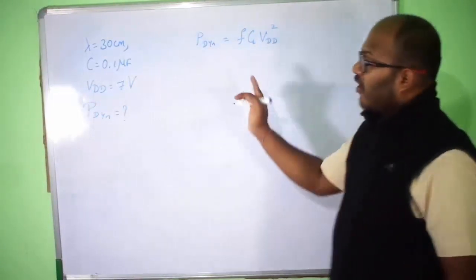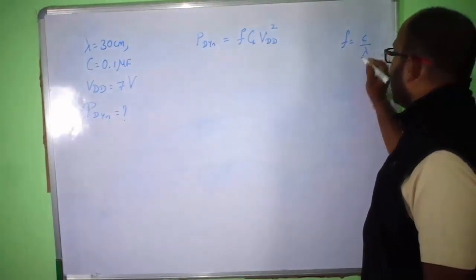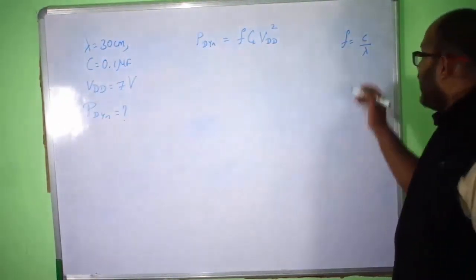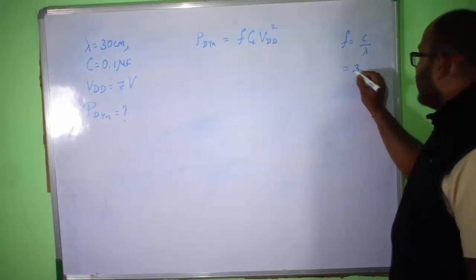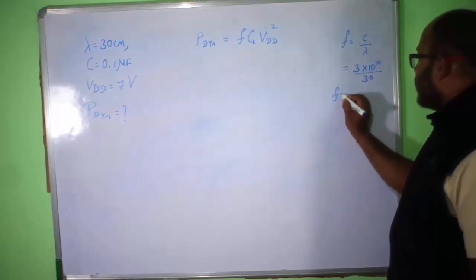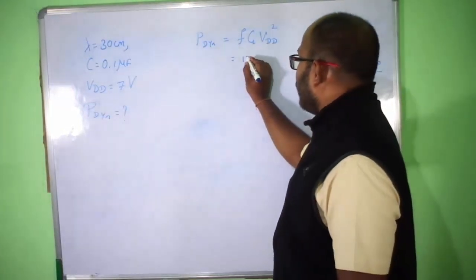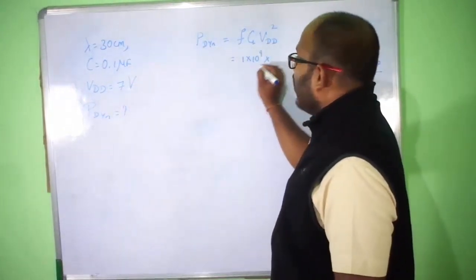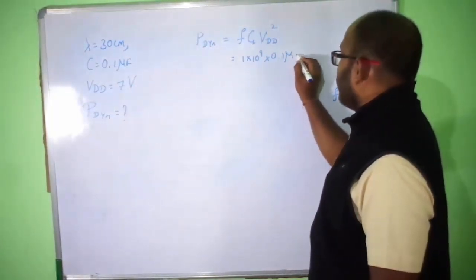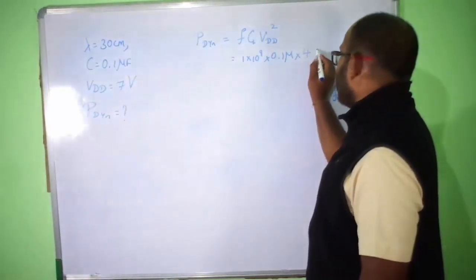Now what is the frequency? We have to derive it from the operating wavelength. We know that f equals c divided by lambda. Since lambda is expressed in centimeters, let me express the speed of light in centimeters per second, which is 3 into 10 power 10, divided by 30. So I get f as 1 giga, that is 1 into 10 power 9. Let me substitute: 1 into 10 power 9, into the capacitance 0.1 micro, into V_DD squared, 7 squared, which is 49.